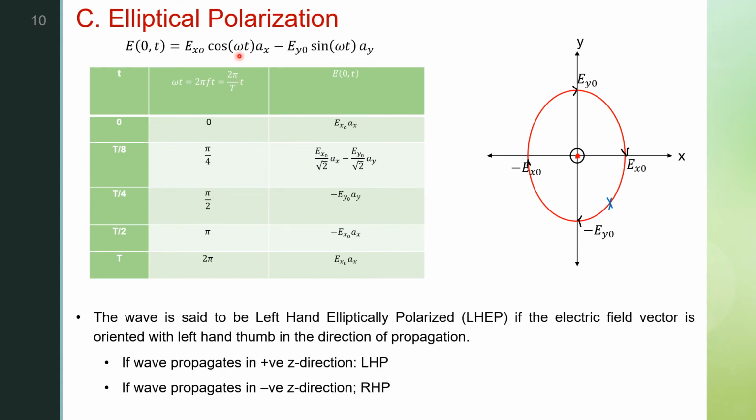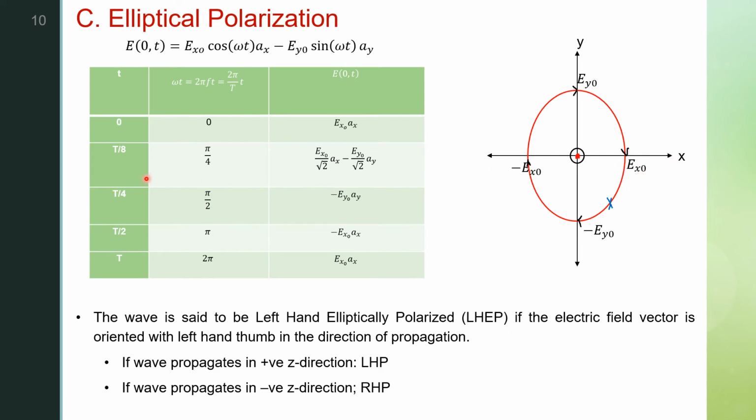So substitute here omega t = 0, what you will get? It is Ex0 cos 0 Ax minus Ey0 sin 0 Ay. That answer will be Ex0 Ax. So how to plot it in the graph? It's along x direction, the magnitude is Ex0.